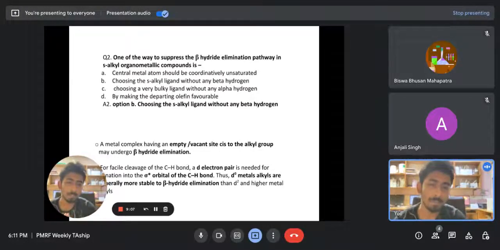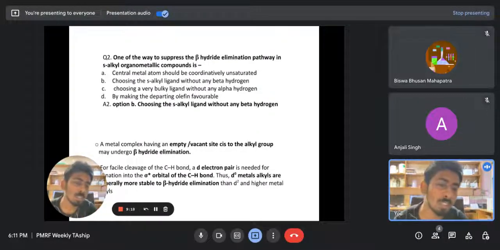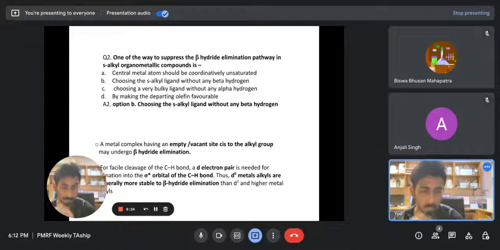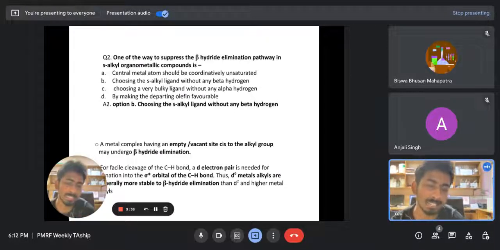But if the metal atom is d0, that is devoid of any electron on it, then it cannot put these 2 electrons on the CH sigma star. So we are coming to the conclusion about d0 metal alkyl compounds. Titanium 4 is a d0 metal. These alkyls are generally much more stable to beta hydride elimination because they have no electrons on the metal atom. So they cannot donate electrons into the CH sigma star, and they cannot break the CH bond. That's why for d0 metal alkyls, beta hydride elimination is less feasible.